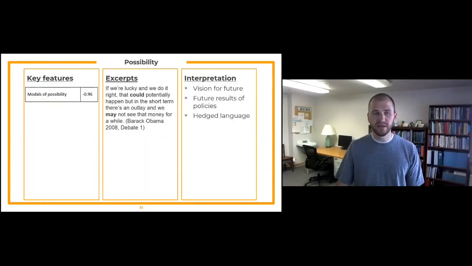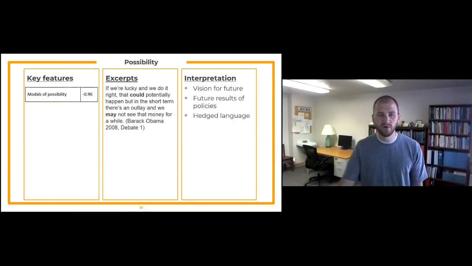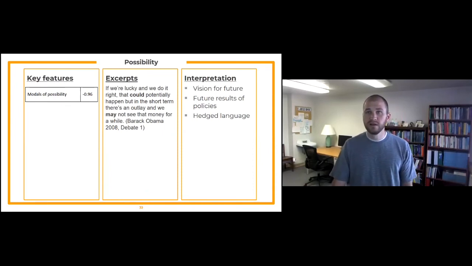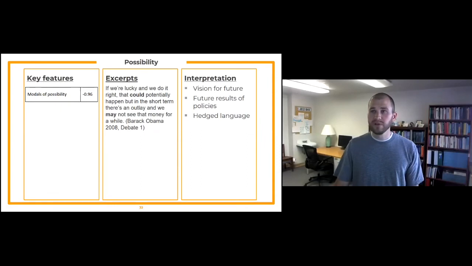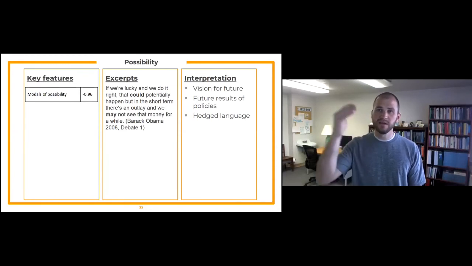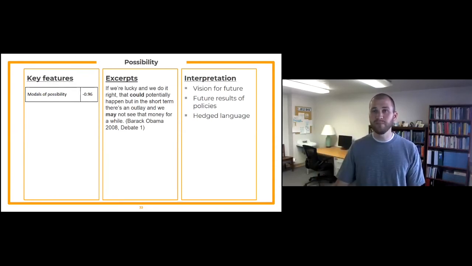Finally, possibility, and there's only one feature here, modals of possibility. But I thought this was important, that we get possibility and references to future time made by other candidates in ways we don't see from Donald Trump. It was actually difficult for the moderators and Hillary Clinton to get Donald Trump to make solid commitments on what exactly would happen if he took office.